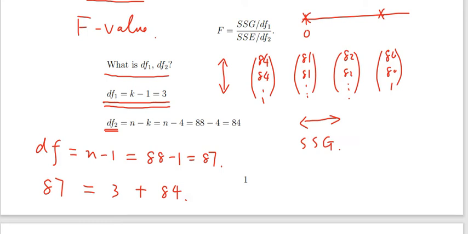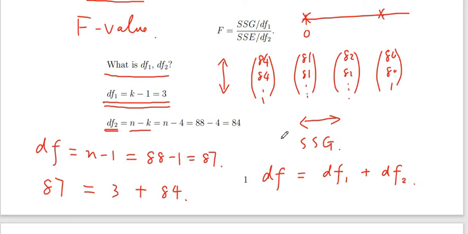Also, we can use the formula n minus k, right? 84. But maybe this is easier to understand: total degree of freedom just equals df1 plus df2, right? We also split the total degree of freedom into 2 parts.